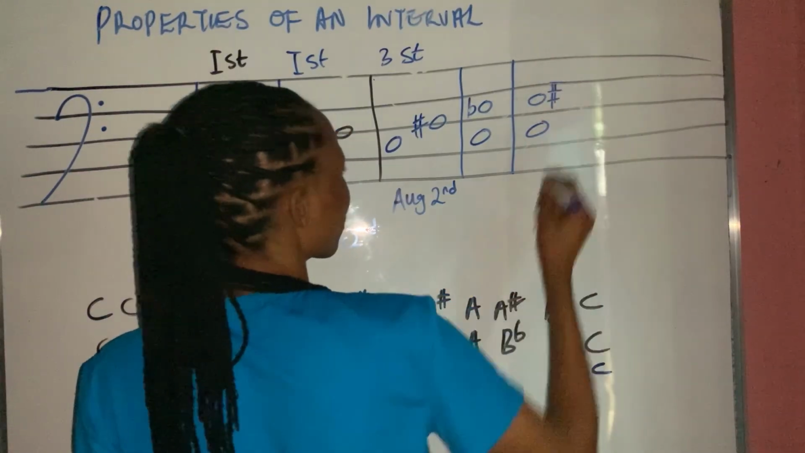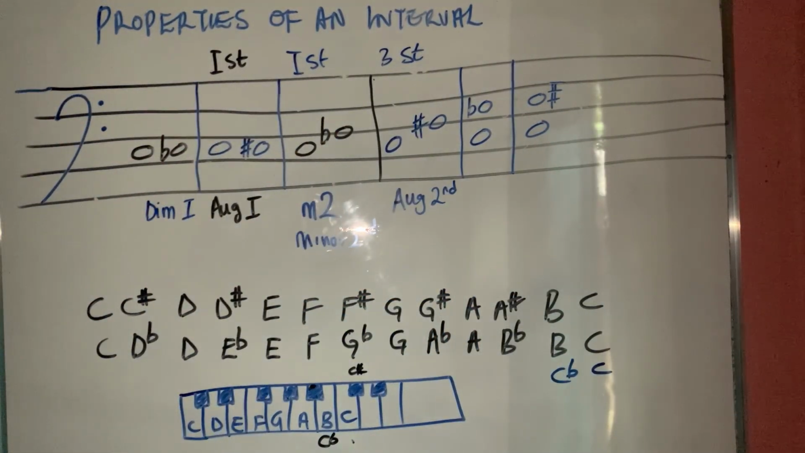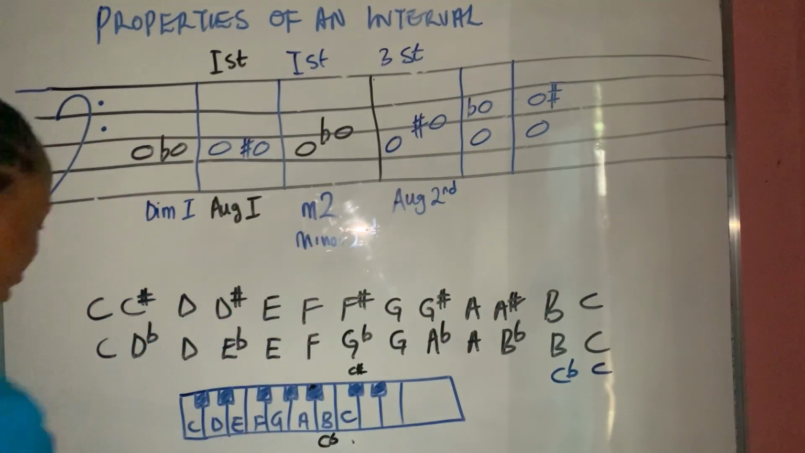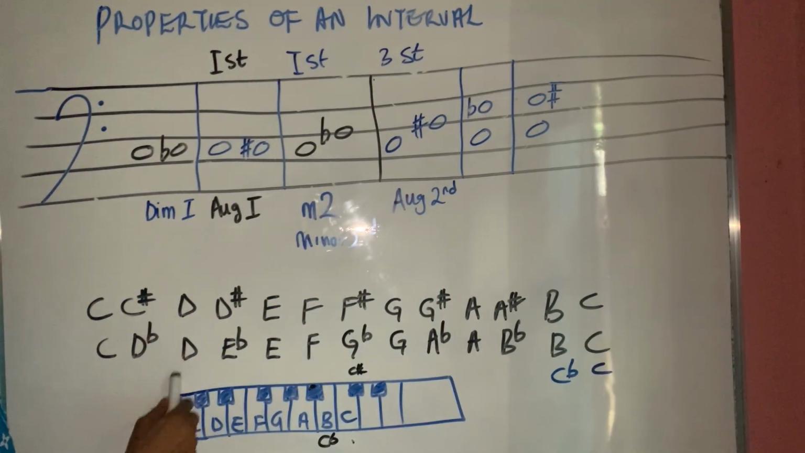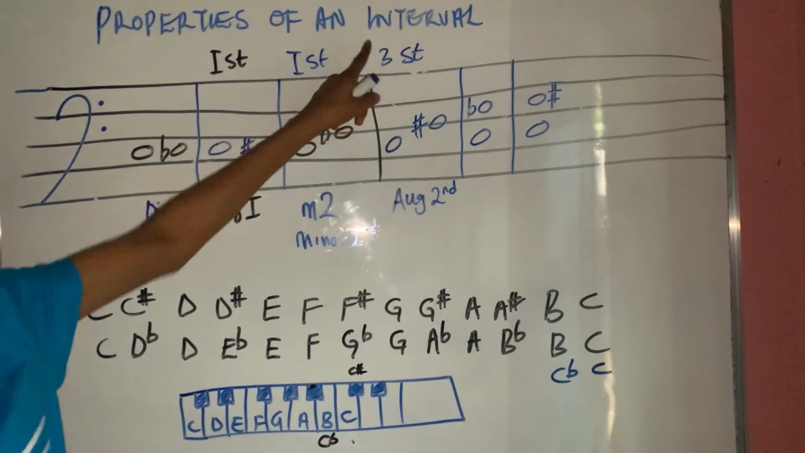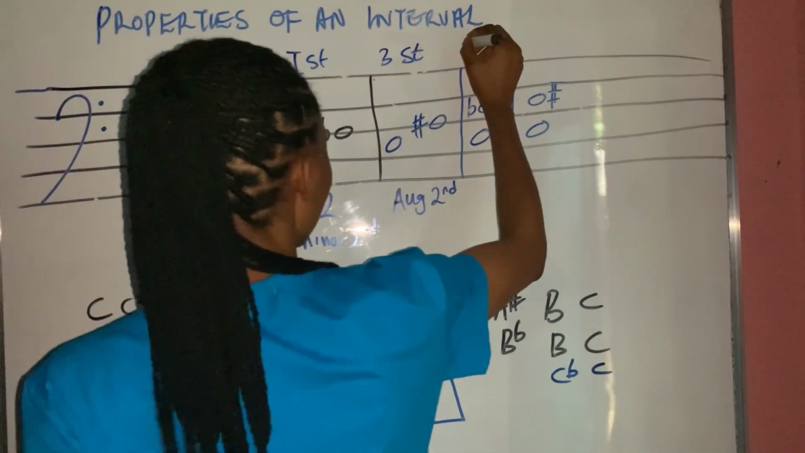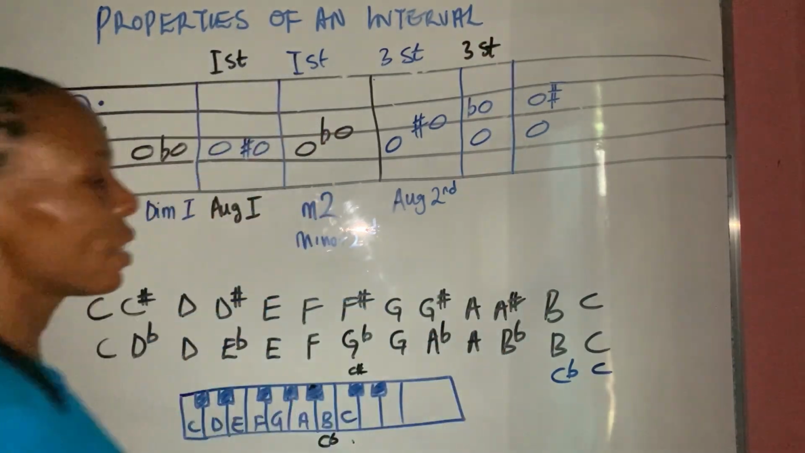And why it's so good? Okay, now C to E flat. Let's see. C, 1, 2, 3. How many semitones are involved? 3, same as C to D sharp. You see, 3 semitones, right?